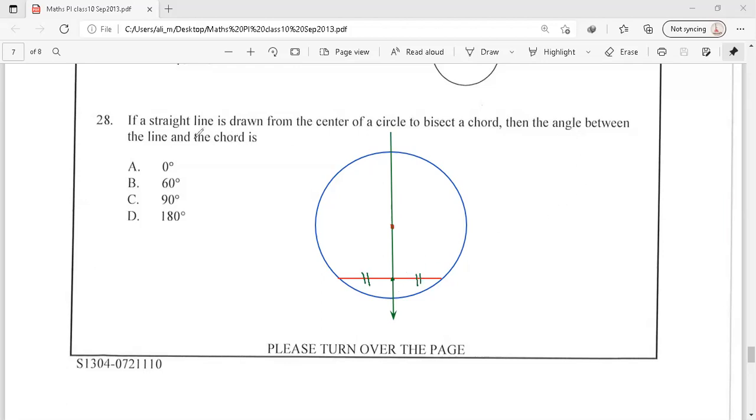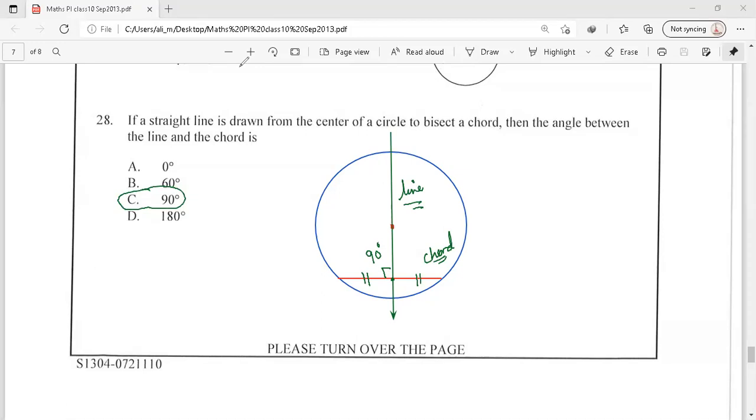Then the angle between the line and the chord. So this is the line and this is the chord. According to the theorems on the circle, this line will always be perpendicular to the chord. If this line bisects the chord, then the angle should be neither less nor greater than 90. So option C is the right answer for question number 28.